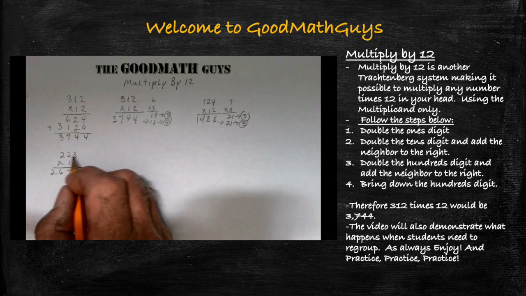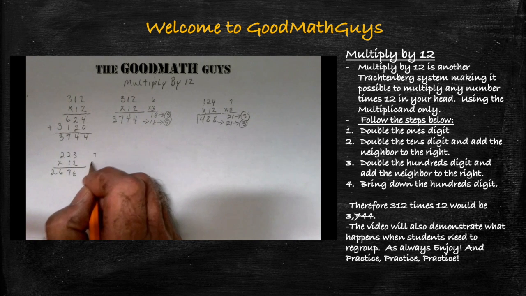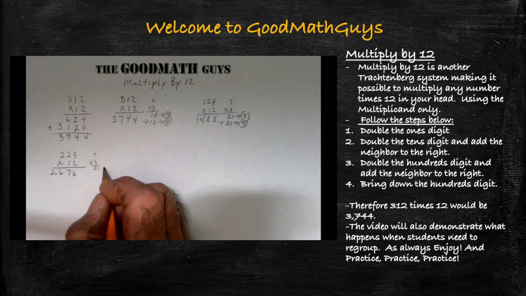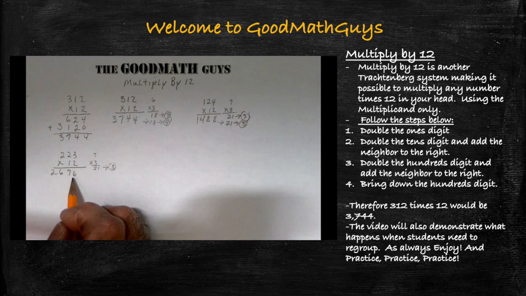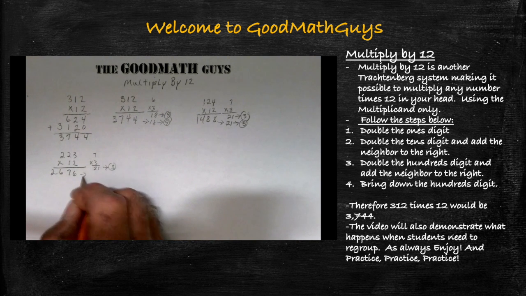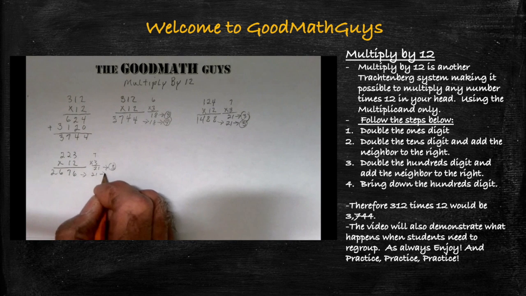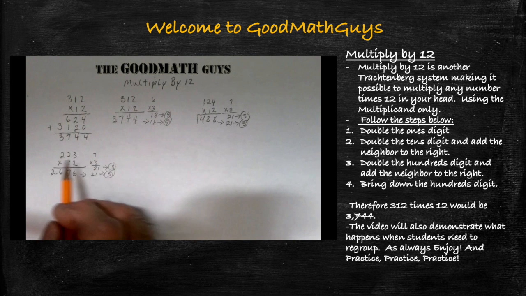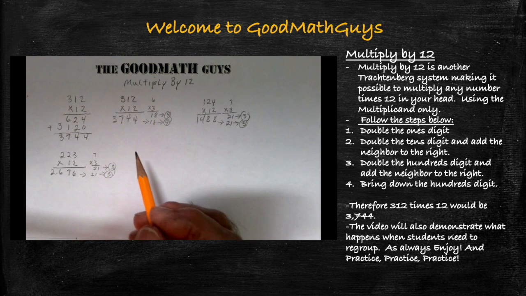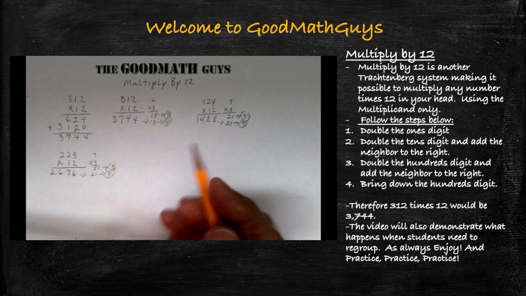Let's check it using digit roots. 2 and 2 is 4, plus 3 is 7, times 3, 21. Looks like we're going to get a 3 again. And here we have 6 and 7 is 13, plus 6 is 19, plus 2 is 21. So sure enough, the 2 3's match. We can consider that there's no mistake in this multiplication. Let's try one more where we're going to have to regroup.